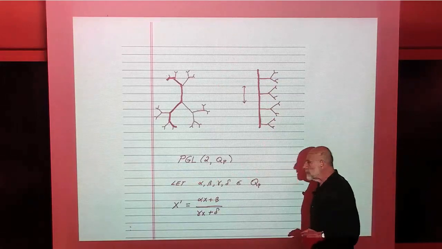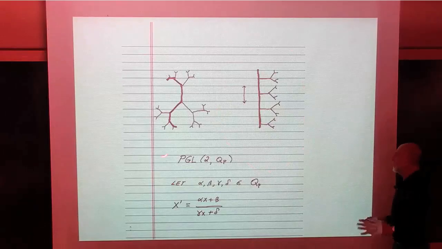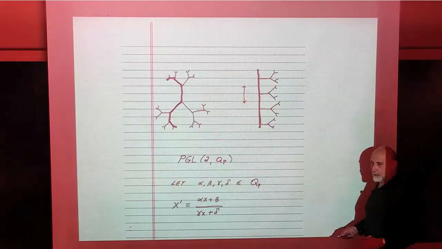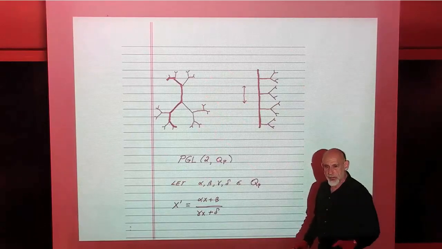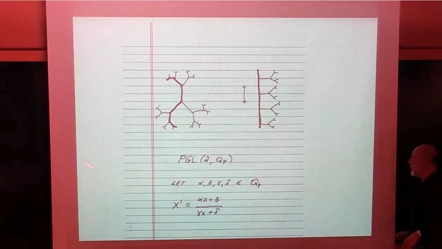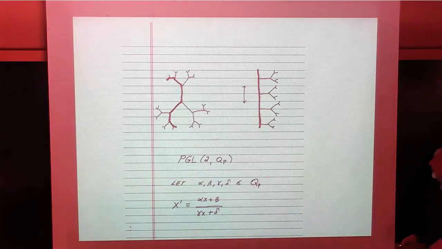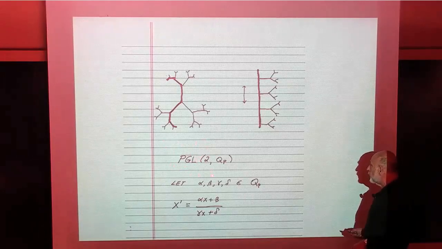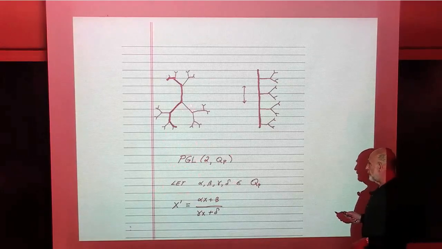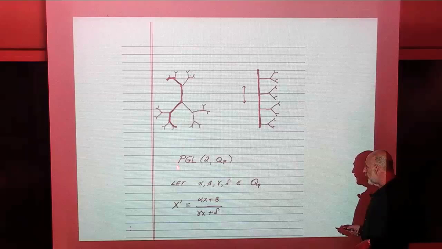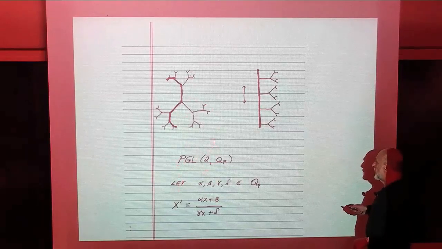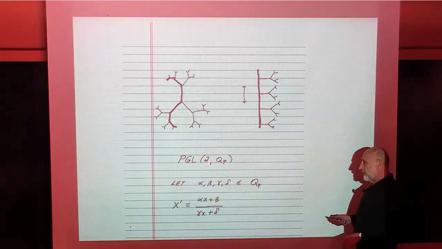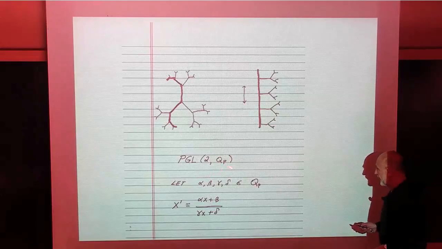This is a symmetry of the tree diagram, but it's also a symmetry of the p-adic numbers. It acts on the p-adic boundary, and I will tell you what it is. It is a group. The group is PGL2(Q_p). It stands for projective general linear transformations. I forget what the 2 is. And Q_p is the p-adic number system.